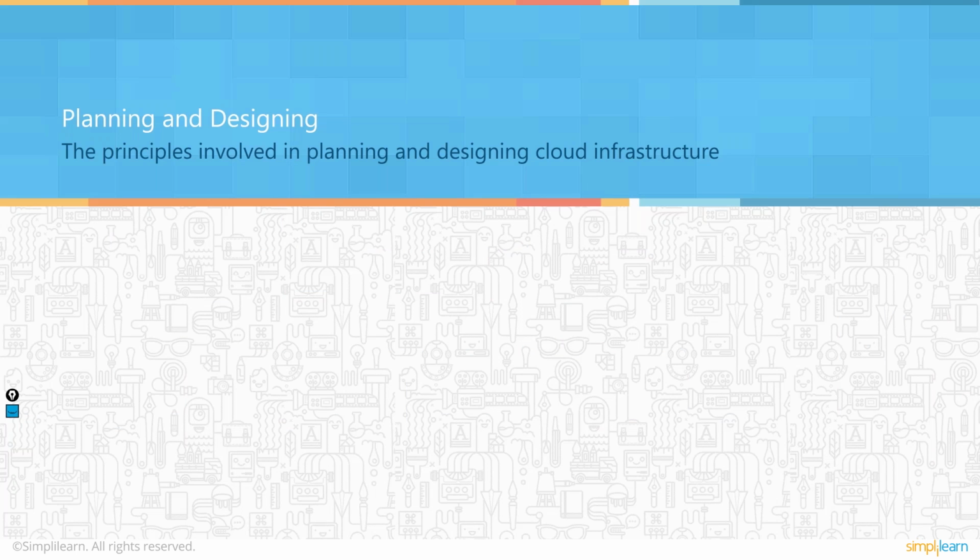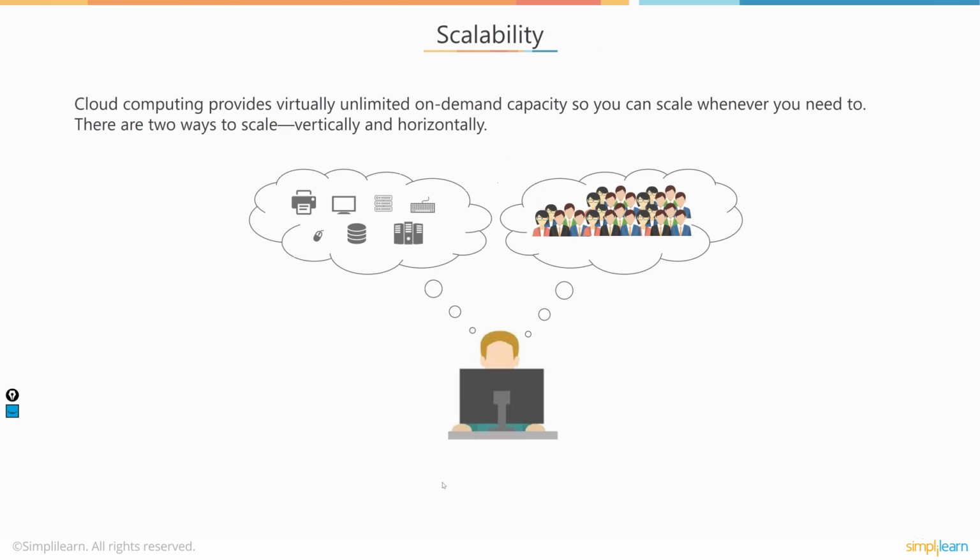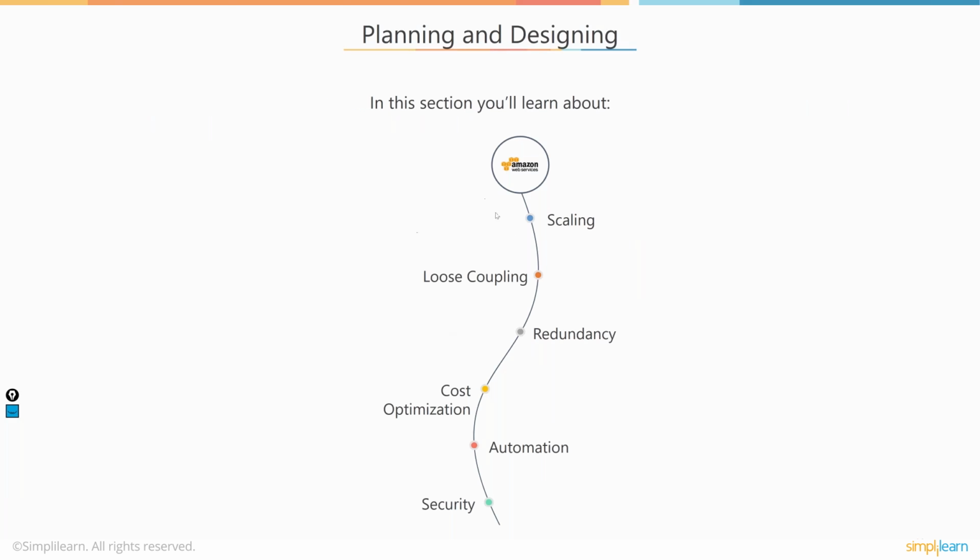Let me go to the first slide. Planning and designing. In this section, we will learn about scaling, loose coupling, redundancy, cost optimization, automation, and security itself. So let's jump straight into it. So we're going to follow this particular path.